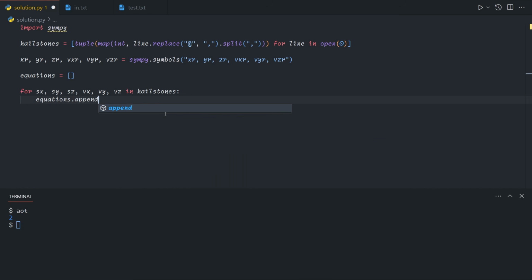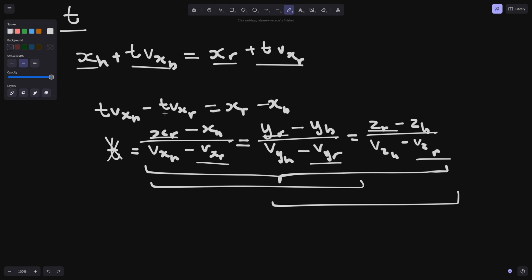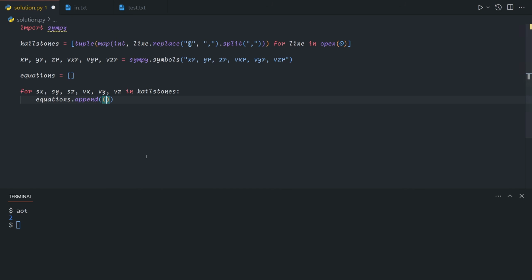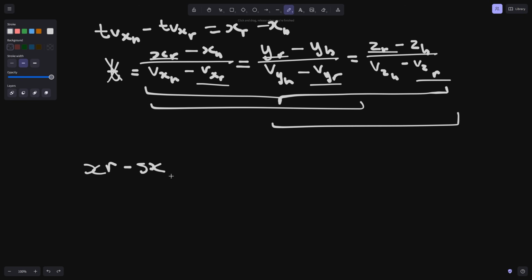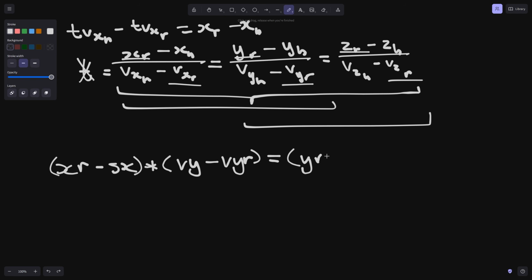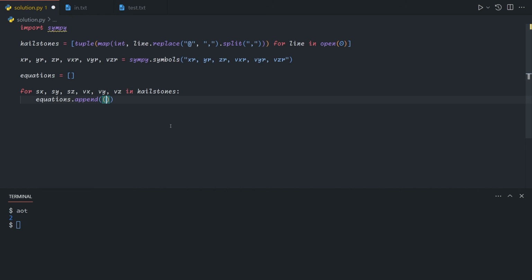So equations.append. The first one is going to be, let's cross multiply again. I'm writing them without subscripts to make it easier to copy the code. So xr minus xh, which in our case is called sx actually. So sx times vy minus vyr is equal to yr minus yh times vx minus vxr. So let's represent that here.